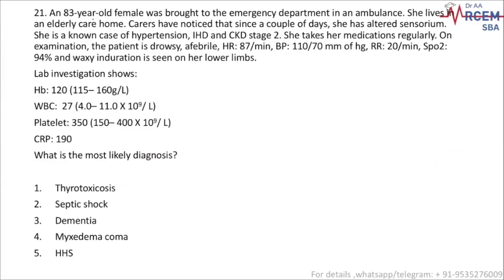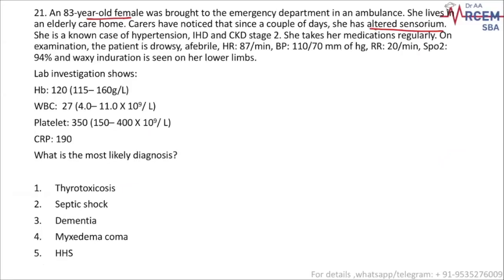An 82 years old female is brought to the ED and she lives in an elderly care home, and the carers have noticed that she has an altered sensorium. She is a known case of hypertension, IHD and CKD. She's been taking her regular medications. On examination, she is drowsy, afebrile, vital parameters look closely normal, and pressure injuries are seen over the lower limbs.